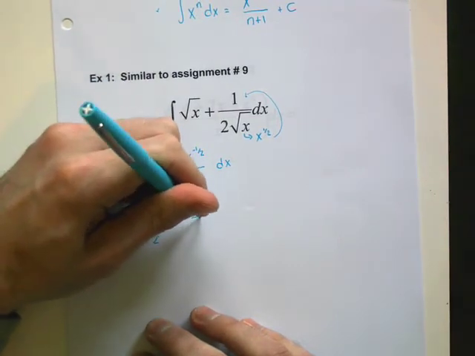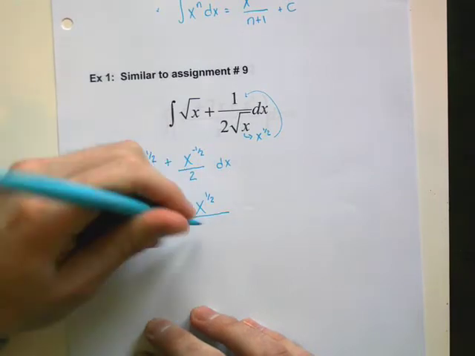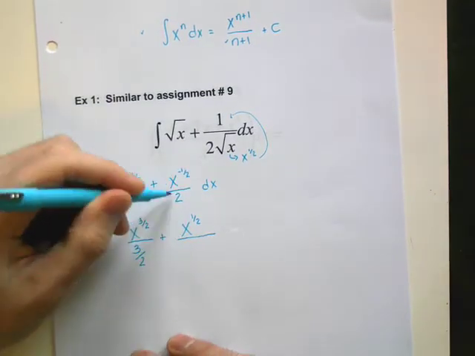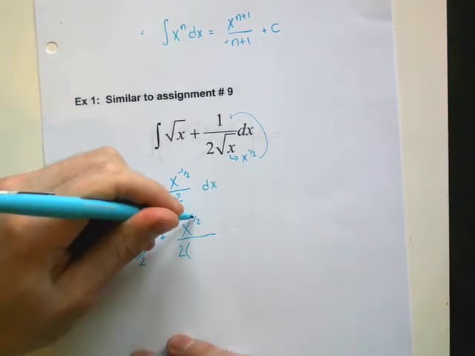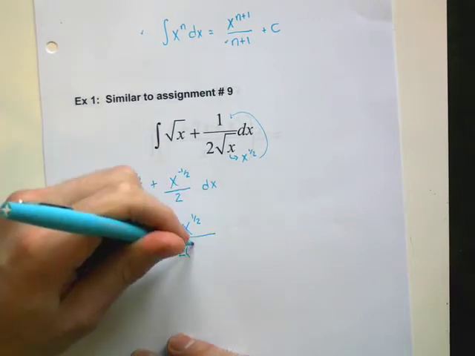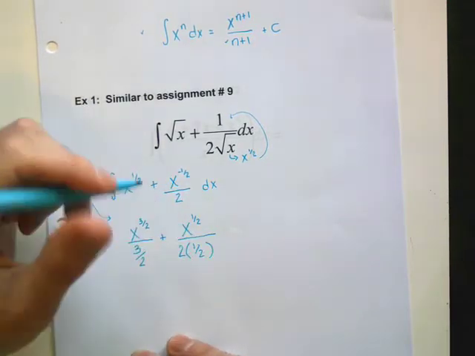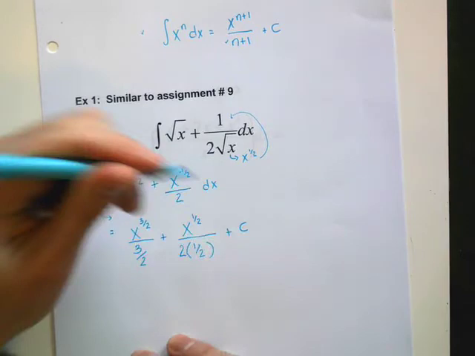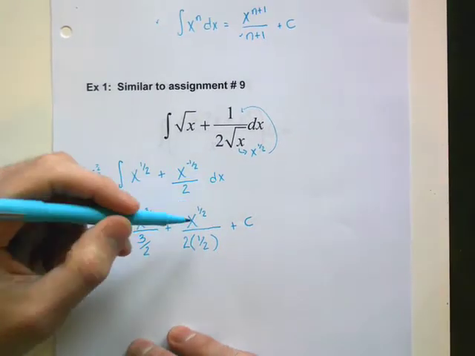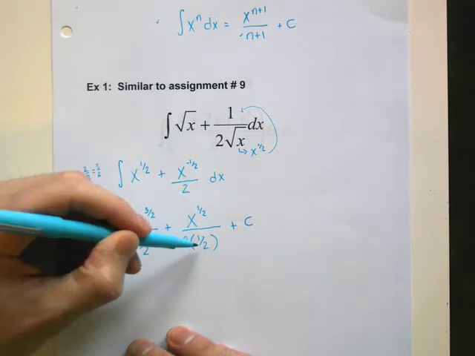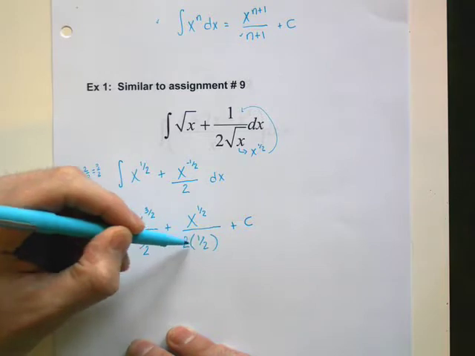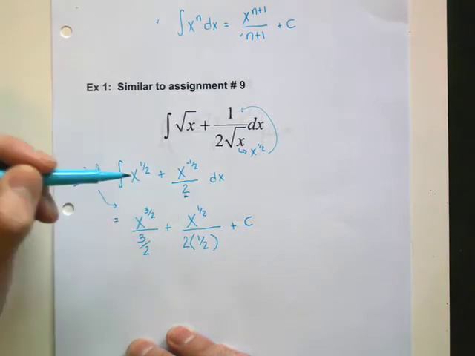Here's where it gets a little different. In the numerator, I still want my n plus 1, but I have a 2 down here already. So I'm going to leave my 2 there, and my n plus 1 is negative 1 half plus 1, which is positive 1 half. Then I have my constant at the end. Just to jump back on that middle one, negative 1 half plus 1 got me to 1 half, but I have to multiply it by this 2 that's already down there.